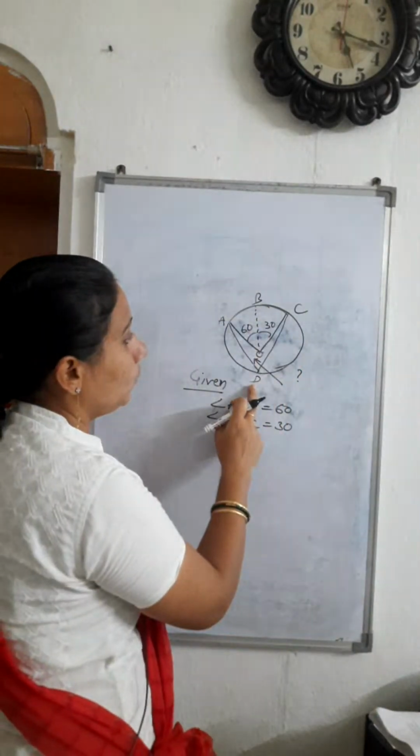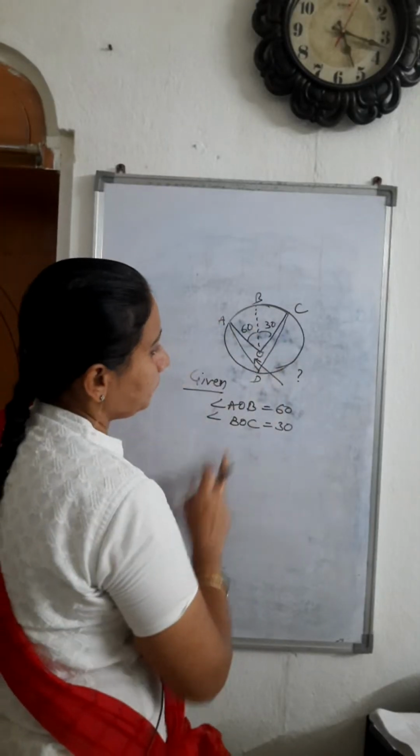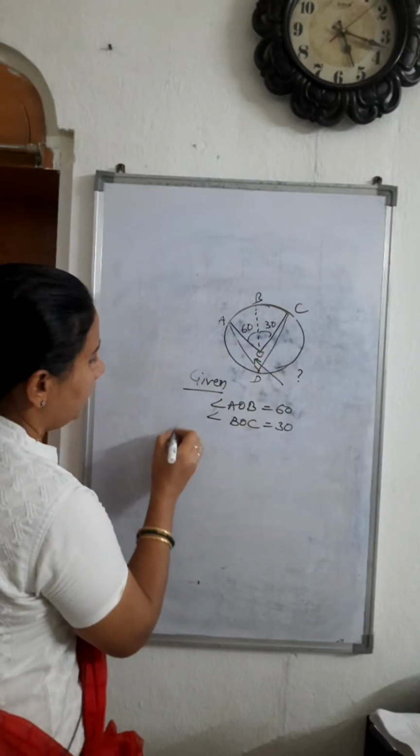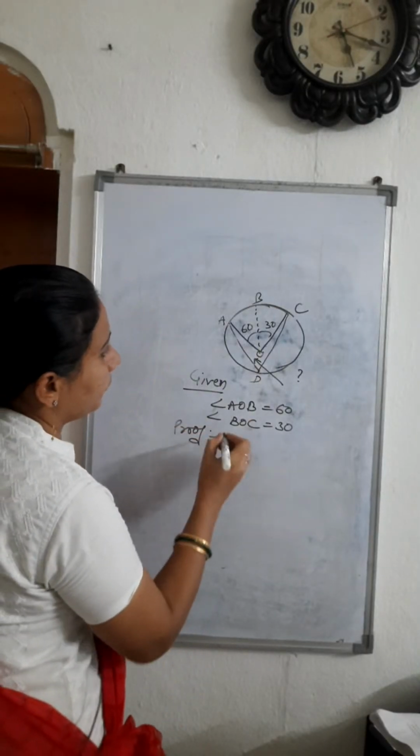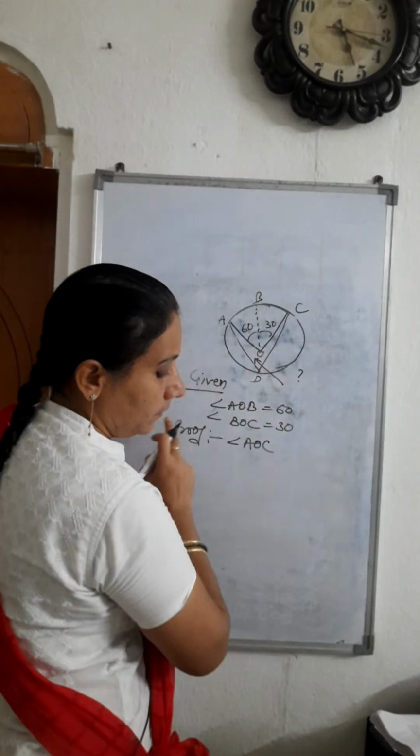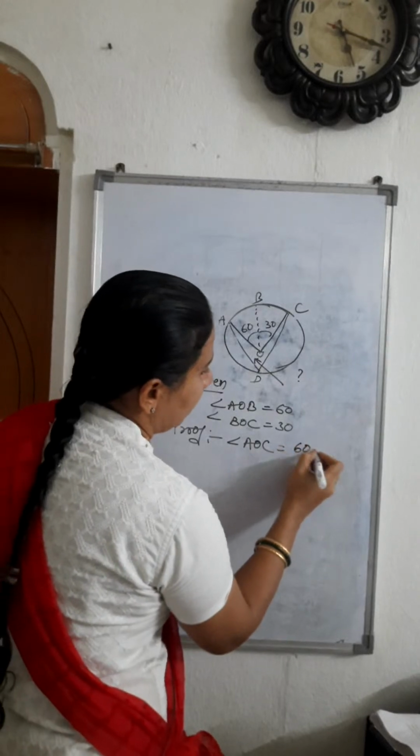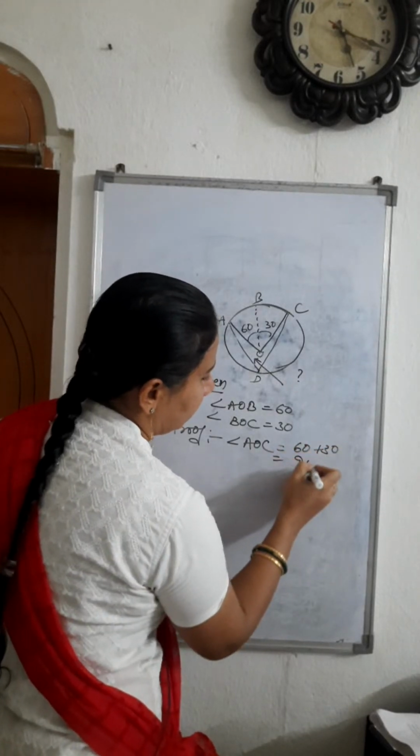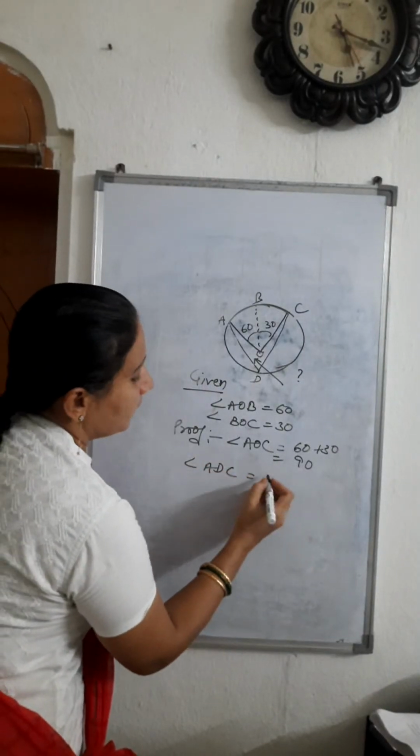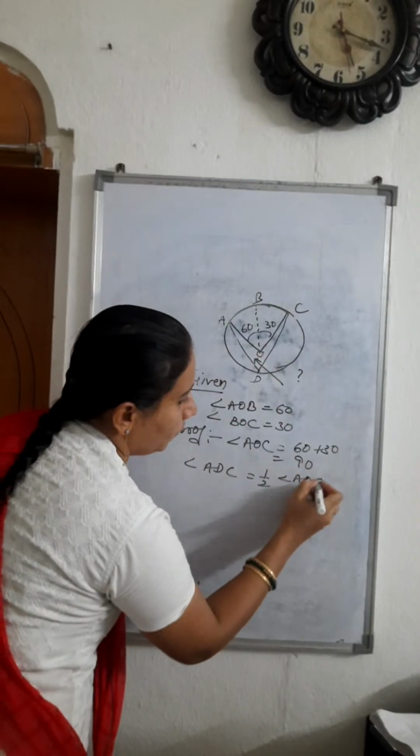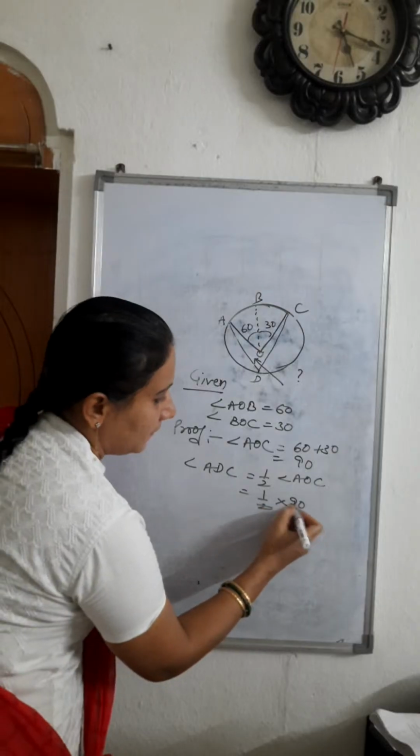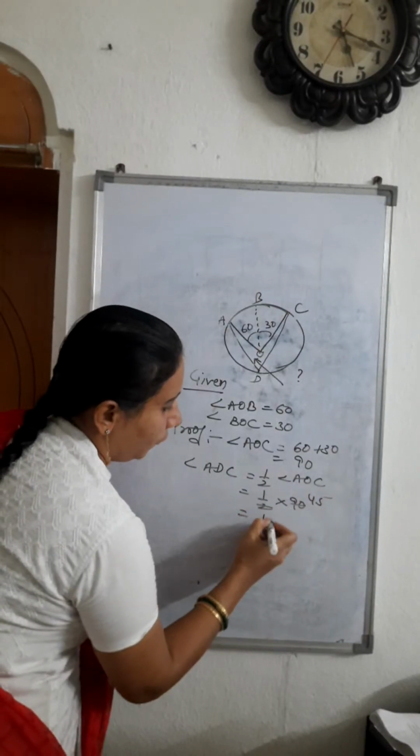So let's find how. This property I already told: angle at the center is twice the angle at other part of the circle. So in the proof section, first we calculate angle AOC. AOC is the complete angle, so AOC is 60 plus 30, it's 90. Now angle ADC is half of angle AOC, that is half of 90, so it's 45.